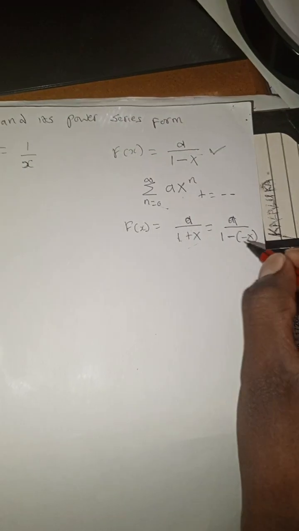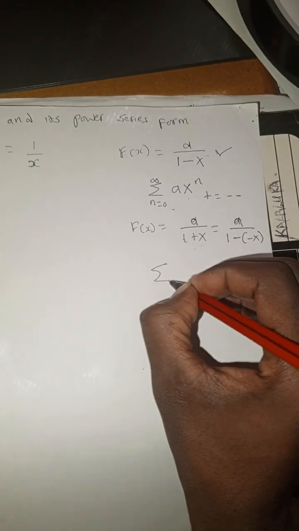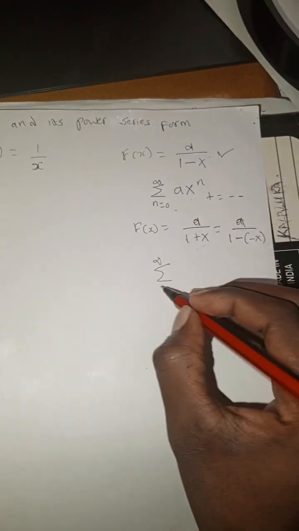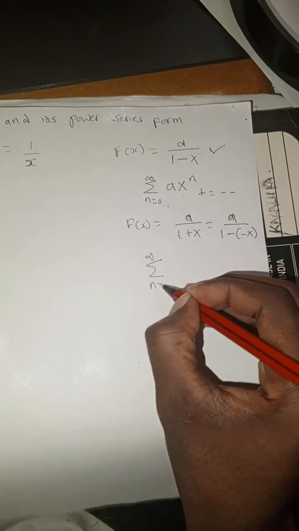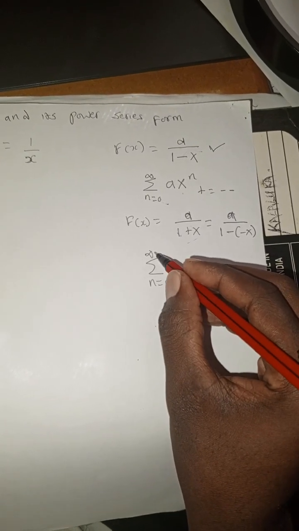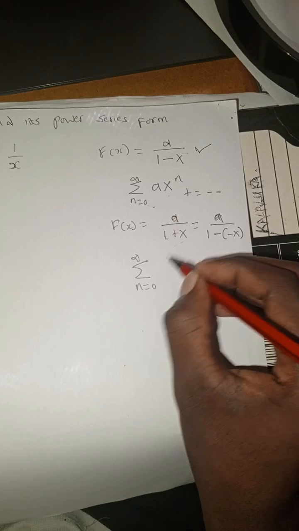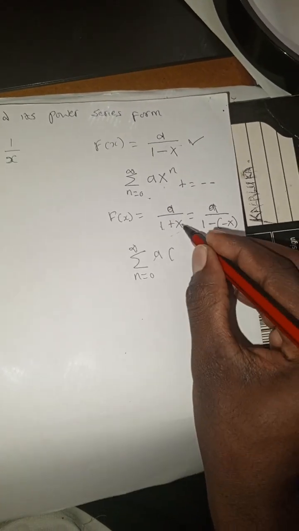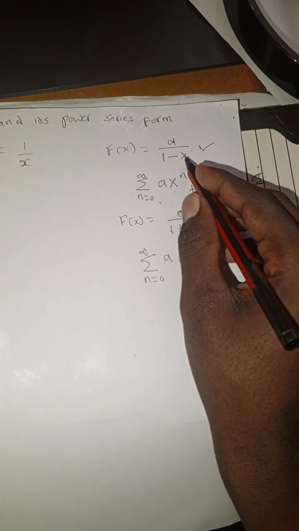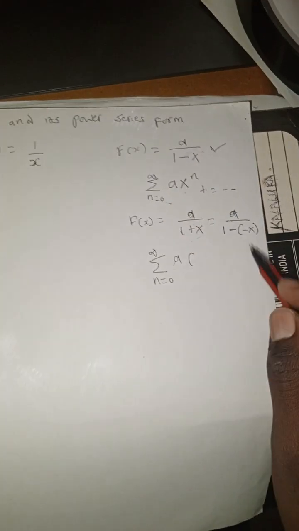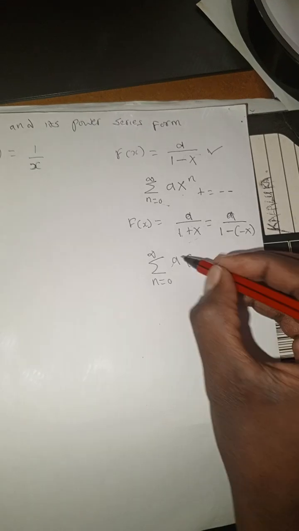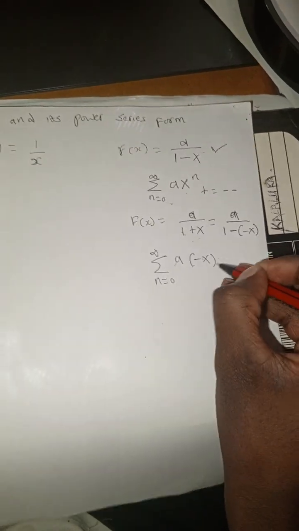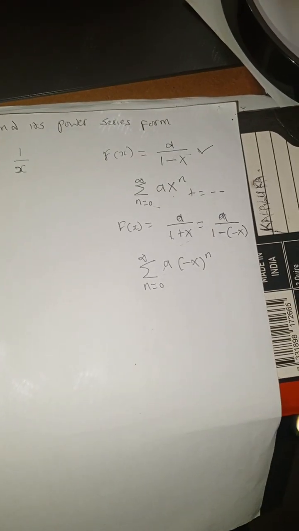So the power series form here is going to be the sigma notation as n goes from 0 to infinity. We're going to get our first term. Now our x is no longer just a positive, like in that one. It will become negative. So it is negative x to the power n.